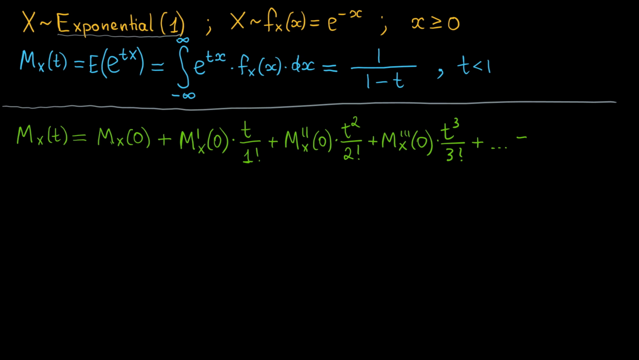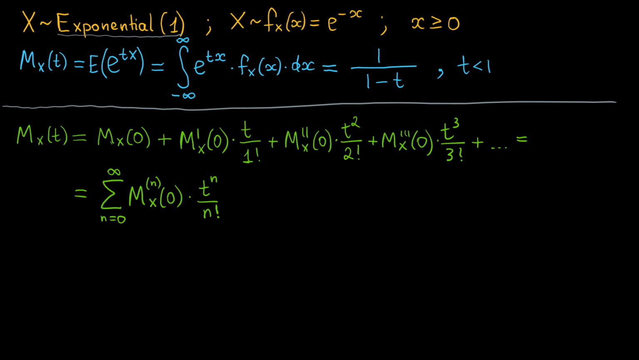And we could write it as a summation as well, as the sum of the nth derivative of the moment generating function of x evaluated at 0, where this n is going to go from 0 to infinity, times t to the power of n over n factorial.